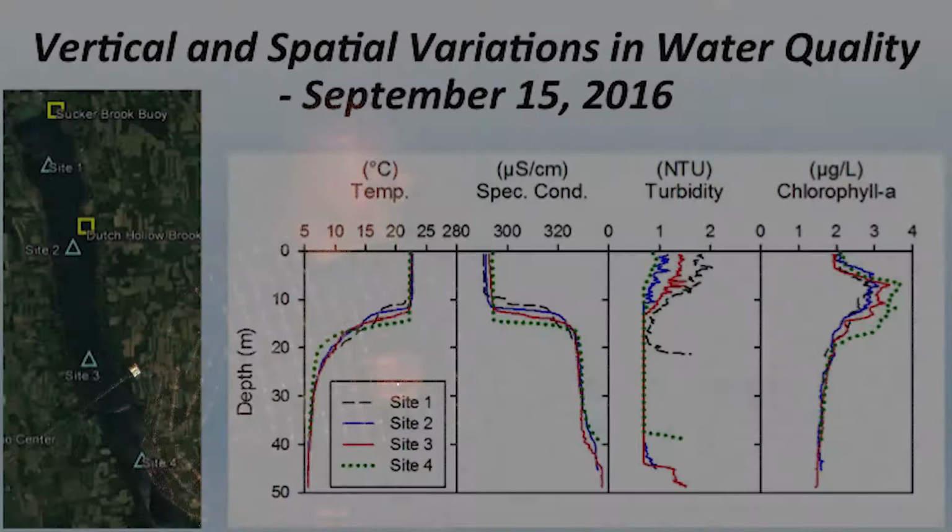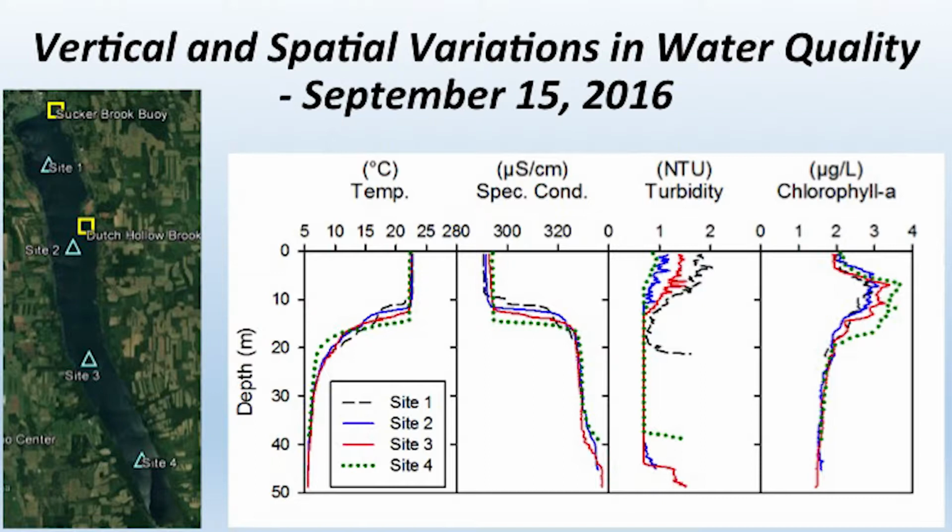So we did the same monitoring again on the 15th of September. And again, not much difference in water temperature. Conductivity was very similar at all the sites. Again, slightly more turbid water up at the north end. And again, we saw some subsurface phytoplankton. So, some patterns there, but nothing particularly noteworthy.